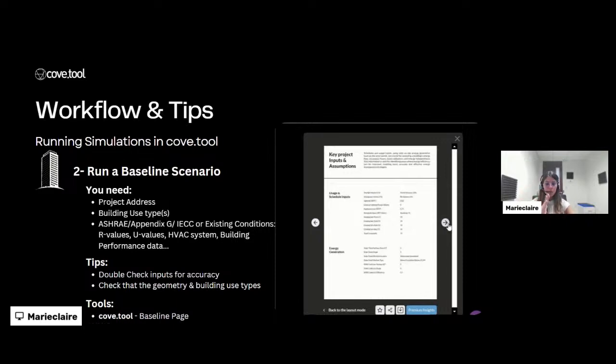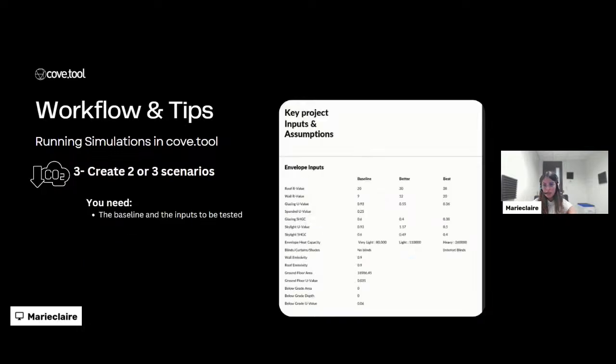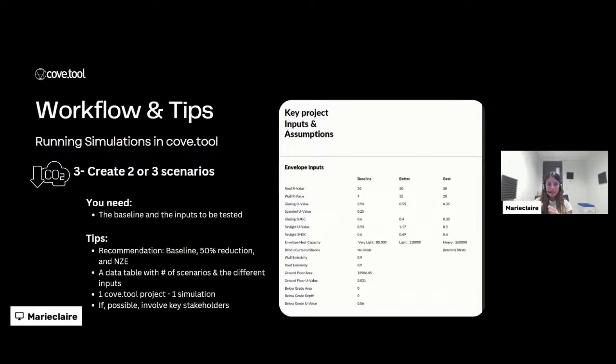The following steps that I'm going to mention, the third and the fourth, you will only be able to use the baseline page too. For the third step, now when you want to create those scenarios, you only need the baseline that you just created and the inputs that you would like to test for two or three scenarios. So I added a photo here just to give you an idea. I recommend creating a data table where you clearly define what will be the options for any scenario that you want. You can run as many scenarios as you like, but as we already just went through the process, we recommend just to have baseline, 50% of reduction as a better option, and then net zero, that is your best case scenario.